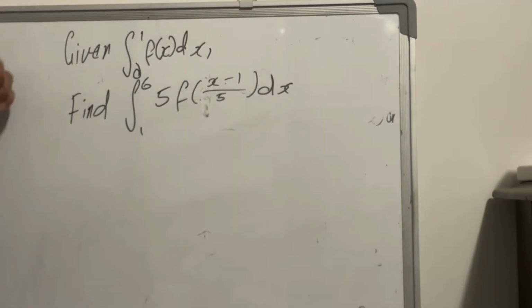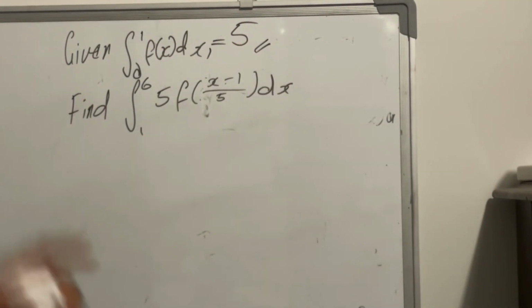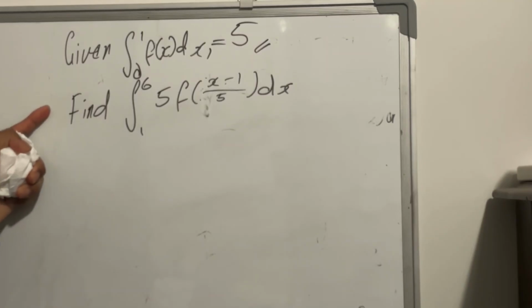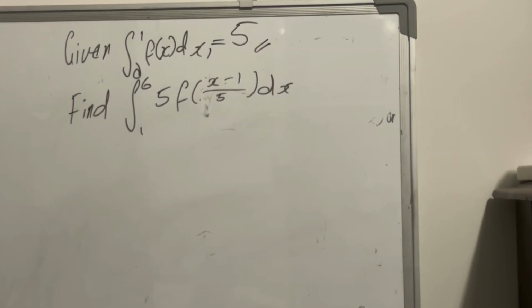So here we're given this integration question, and we're given this integral from 0 to 1 of f(x) dx, and we're told in this case it's equal to 5. Now we're told to find out what this integral is going to be: the integral of 5 f((x - 1)/5) dx, bounded between 1 and 6. So let's try and visualize this using our understanding of integrals.